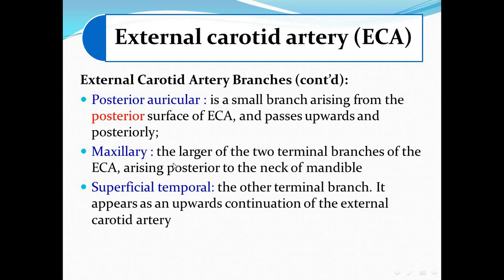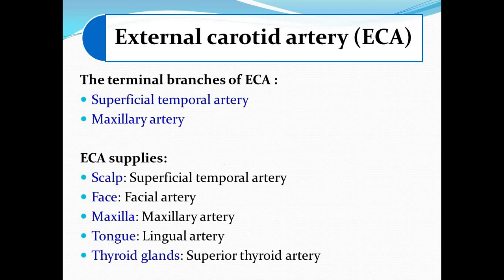The last two terminations are the maxillary and superficial temporal. The maxillary is the larger of the two. It arises posterior to the neck of the mandible. And then finally the superficial temporal appears as a continuation of the external carotid artery. So as we said, the last two terminations are the superficial temporal artery and the maxillary artery.